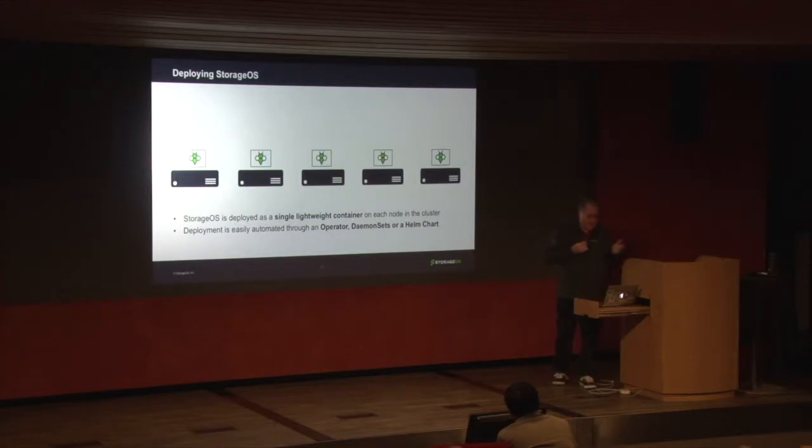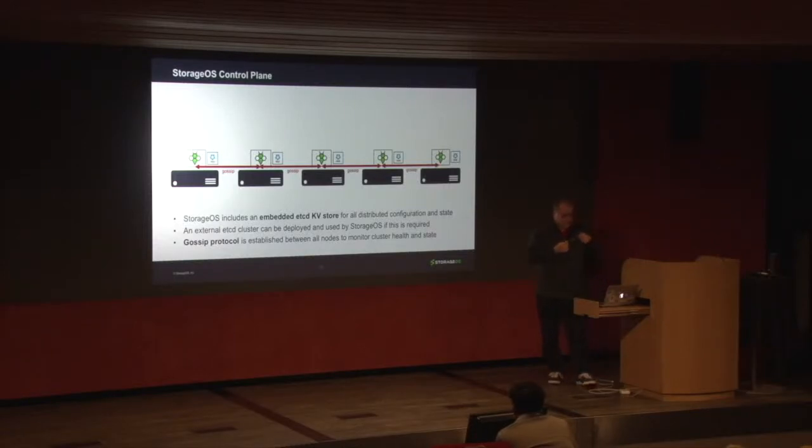We deploy with a standard operator, similar to the Rook concept, using the operator SDK. We can also run with daemon sets or a Helm chart, but an operator kind of gives you that one-stop shop automation for all the future upgrades and maintainability of the cluster. And once that container is deployed, we have an embedded etcd KV which keeps the state of the volumes and the state of the cluster health. And we also establish a gossip protocol across all of the nodes so that we can get an idea of the node's health and the general cluster health.